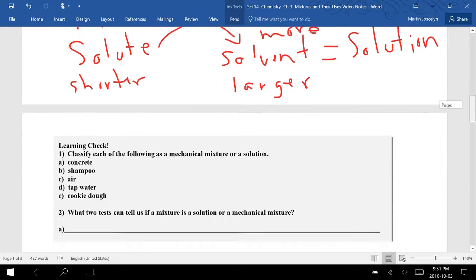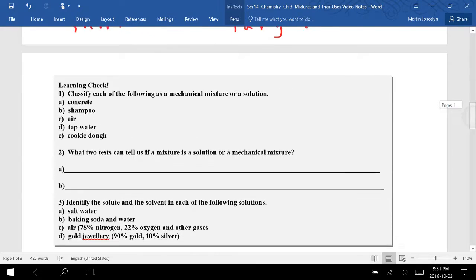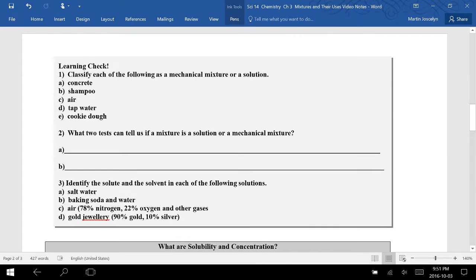So we're going to keep going. So here's a learning check for us. Number 1, classify each of the following as a mechanical mixture or a solution. A, concrete. What do you think? Is it a mixture or a solution? B, shampoo. What do you think? Mixture or a solution?